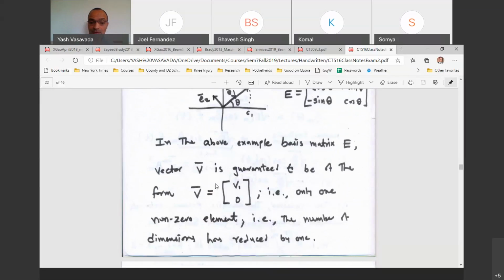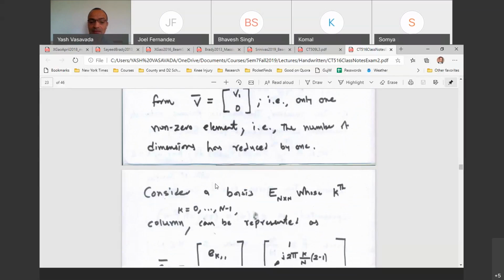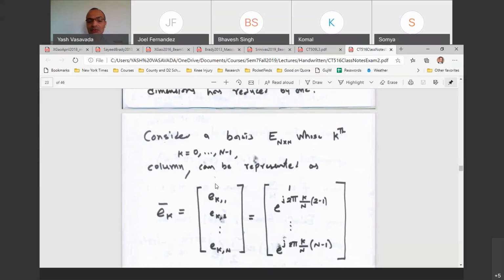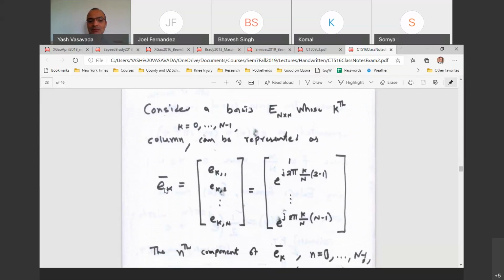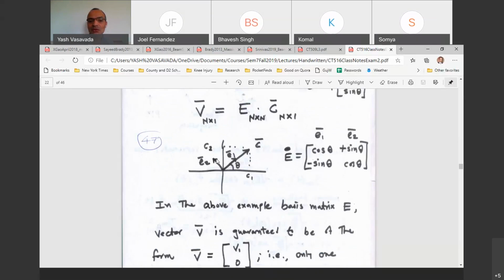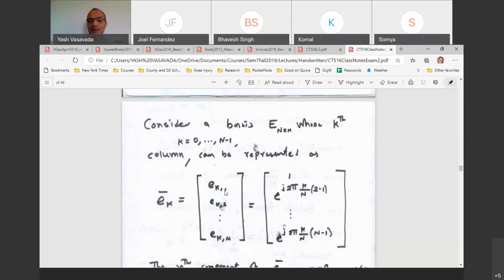Now, it turns out that in CT516, if you look at your notes, you will see this also, that we said one choice of basis vector, which is doing these orthonormal rotations of the original coordinate axes, is represented like this.